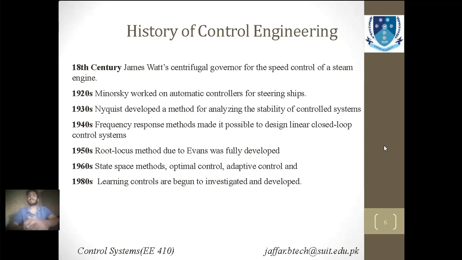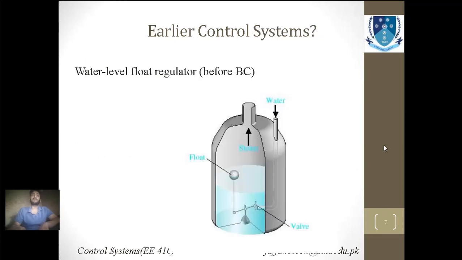In the late 60s, several other methods like state space, optimal control, and adaptive control were also developed. And in the 1980s, learning control and optimization of different control systems were investigated and developed as well. So these are some of the landmarks that were achieved in the history of control engineering.